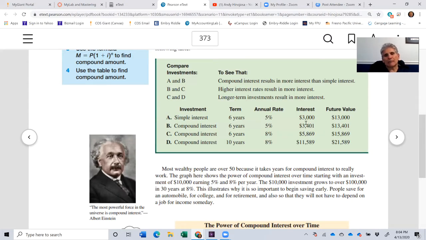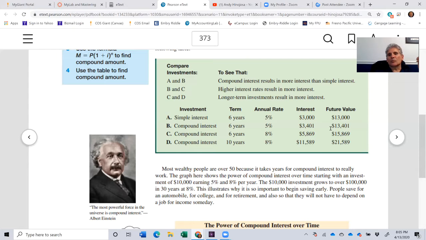Okay, so when we're comparing investments, you'll see the alternatives here. Let's compare A and B, the two investments here. One is simple interest and one is compound interest. One is over 6 years. Well, actually, both of them are over 6 years. They both are going to be paying 5%, but you can see that the amount of interest over simple is simply going to be $3,000. But the amount of interest paid on compound interest would be $3,401.